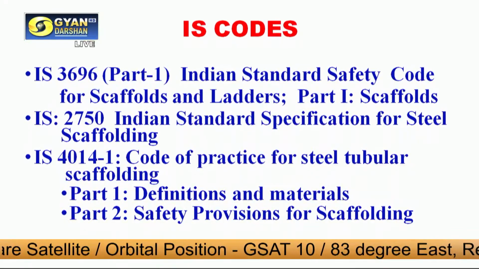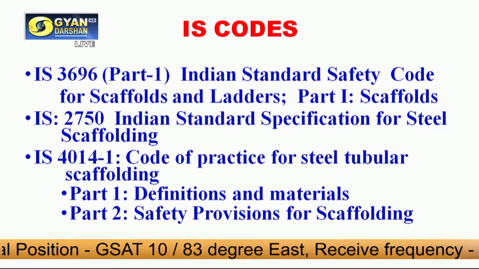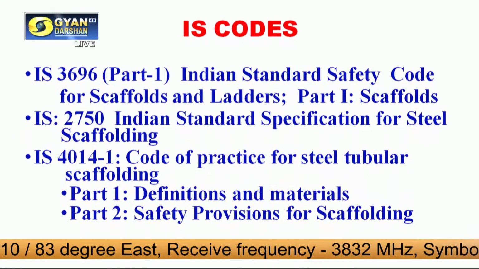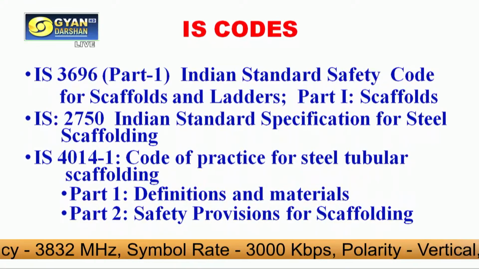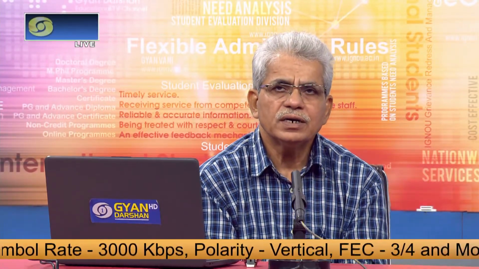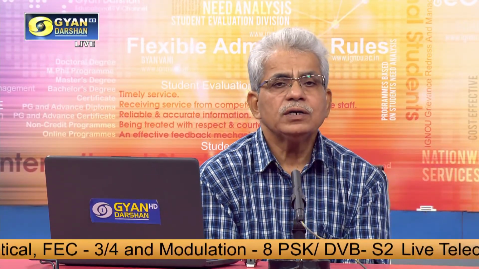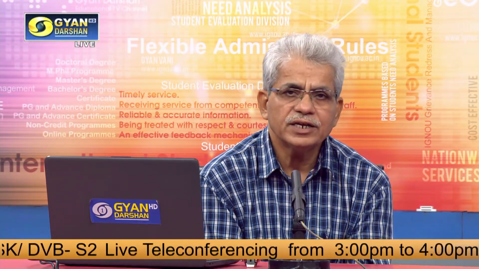It has two parts. Part 1 is definitions and materials, in which only the definitions and the different types of materials are explained. And in part 2 there are safety provisions for scaffolding. So these are the three important IS codes which deal with the safety of scaffolds. When you are designing or erecting a scaffold, you must keep the guidelines given in these codes in mind, so that you design or erect a safe scaffold.